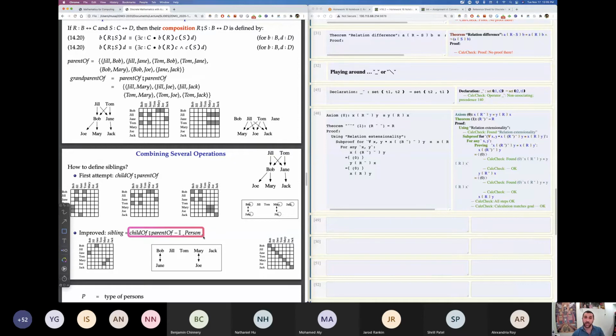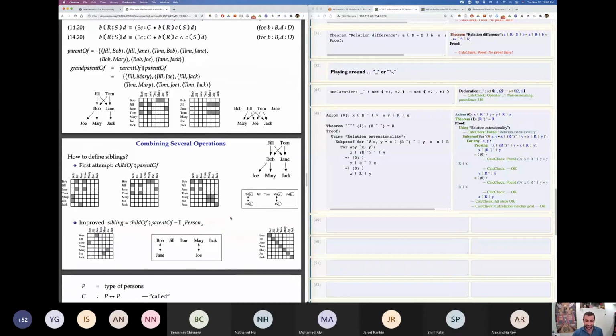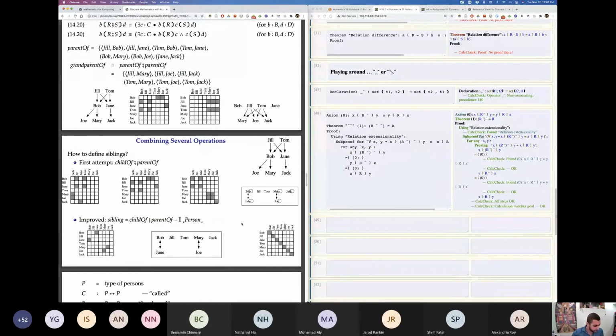Right, so we want to subtract out all the cases of x comma x for people, because they should not be related to each other. Right, like for example, Bob is related to himself. Bob should not be his own sibling. Right. So, any questions? Okay, good.